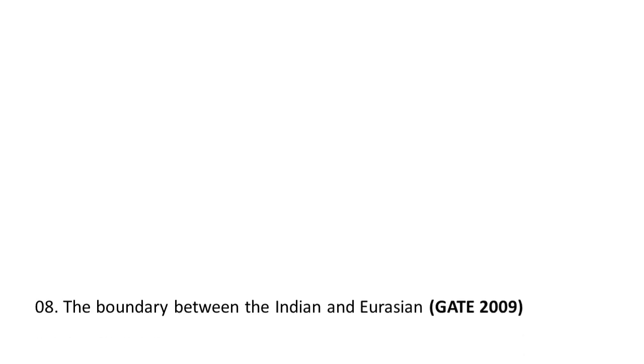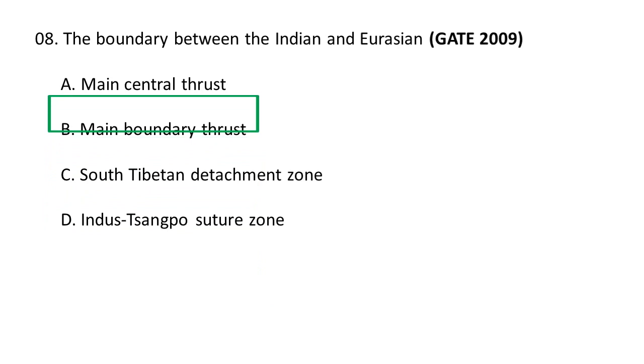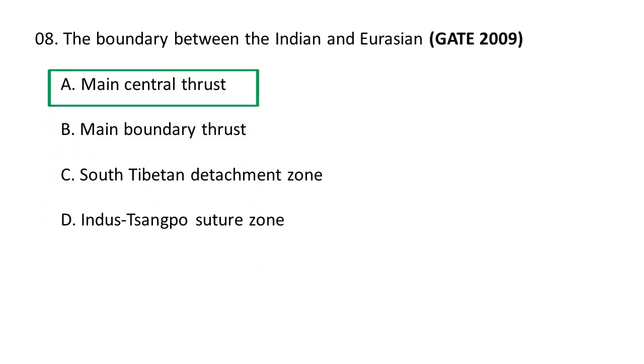A. Next question. The boundary between the Indian and Eurasian is A, main central thrust, B, main boundary thrust, C, South Tibetan detachment zone, and D, Indus-Sangpo suture zone. So the main boundary between the Indian and Eurasia is known as the main central thrust. This is also known as the MCT, and it is a major geological fault that marks the boundary between the Indian and the Eurasian tectonic plates in the Himalayas. So the main boundary between the Indian and Eurasian is known as the MCT, or main central thrust. A is the correct option.